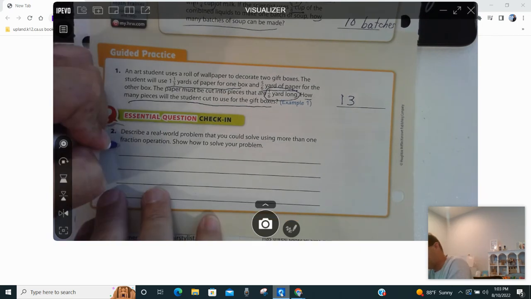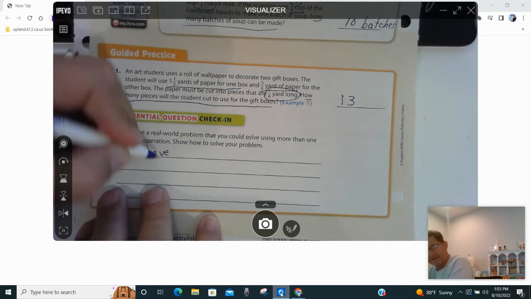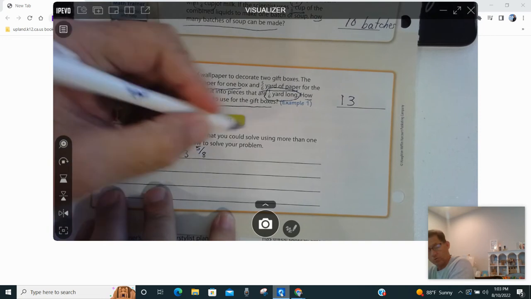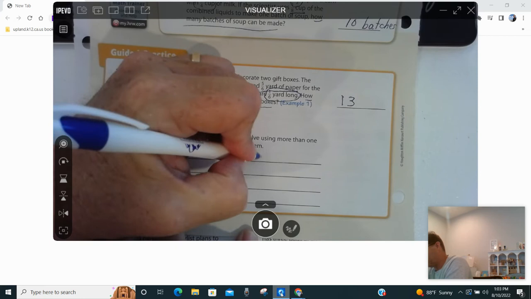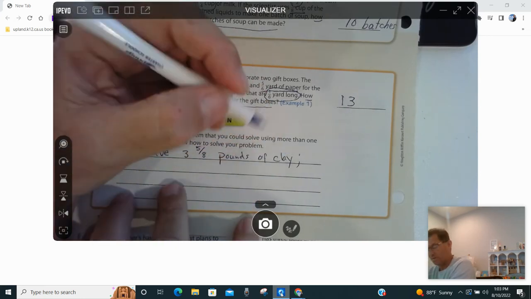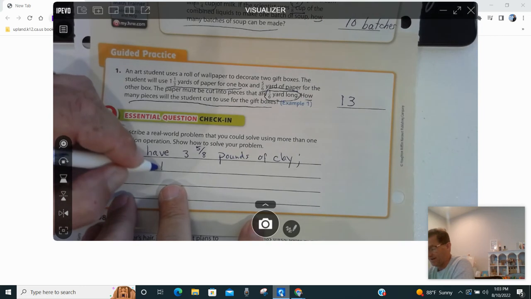So go ahead and write that out, or come up with a real world problem of your own. Doesn't matter what you come up with, but you want to have something where you're going to add or subtract and then have to divide.